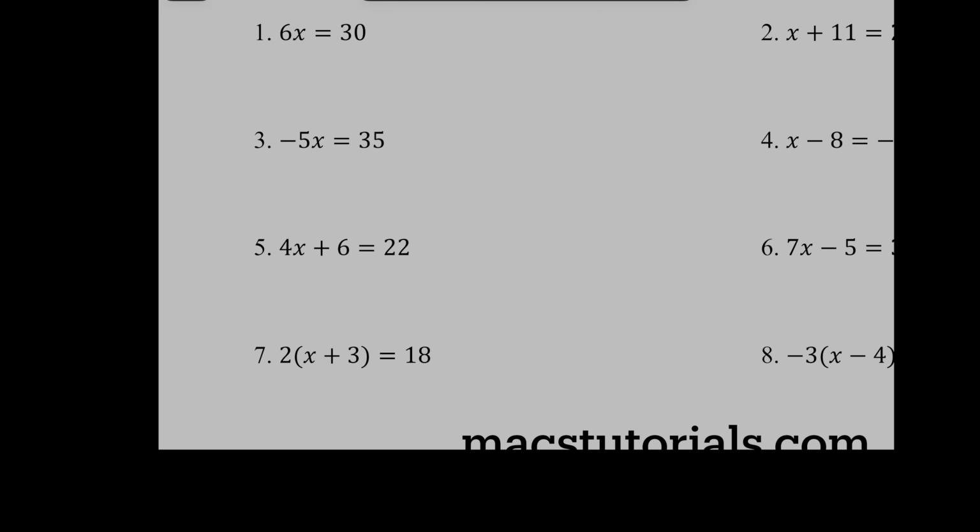When I look at number one, all I see is I want that x by itself. Remember, that's the goal. We want to get the letter by itself. Once I see a number times, I just do the opposite. 6 times x, I'm just going to divide by 6, and I'm just going to get an x equals 5.